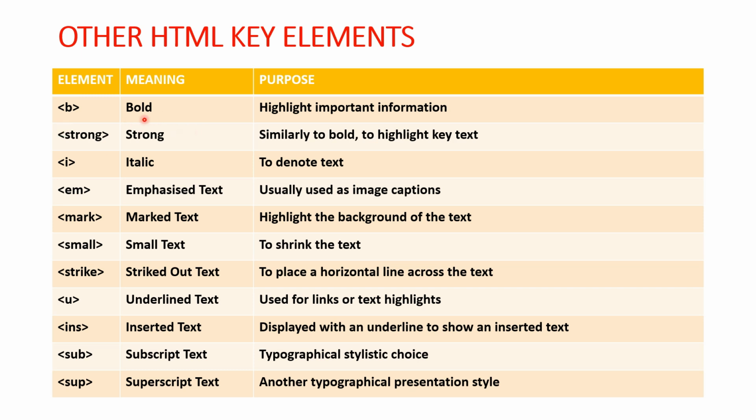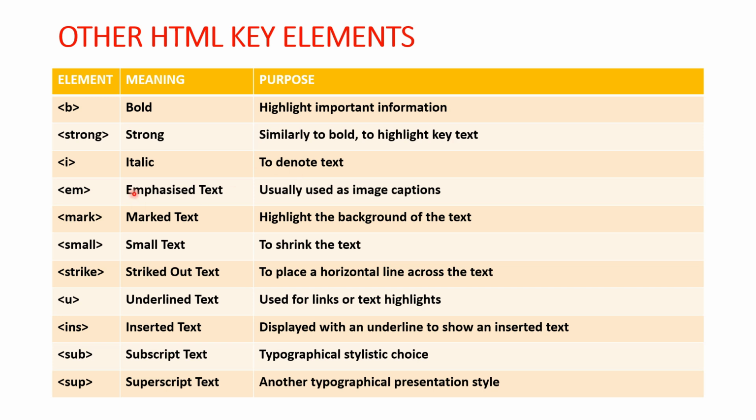There is a bold element with B tag, which is used to highlight the important information. There is a strong element with strong tag, which behaves exactly like bold element and is used to highlight important information. There is an italic element with I tag, which is used to denote the text.